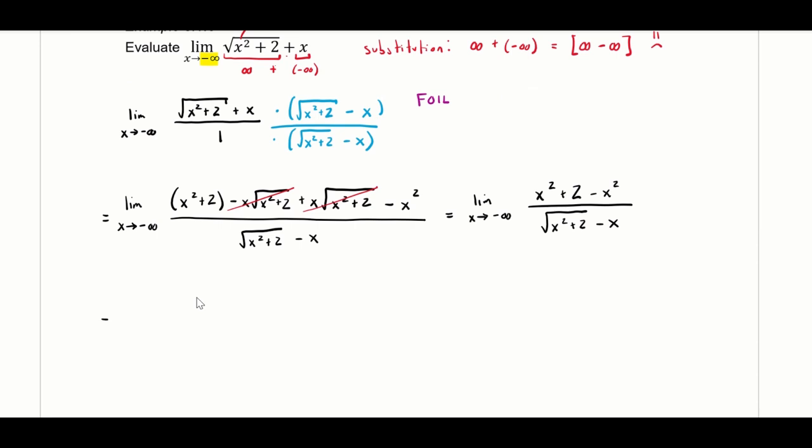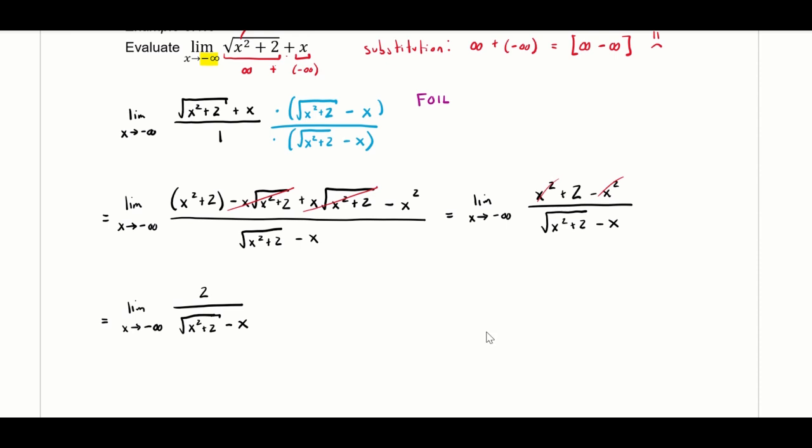And it looks like this is going to continue to simplify, because on my numerator, this x squared is going to cancel with this negative x squared. And I'm going to be left with 2 over the square root of x squared plus 2 minus x. So at this stage, we've got a pretty simple, easy to work with expression. So let's try substitution again and see what we're dealing with.